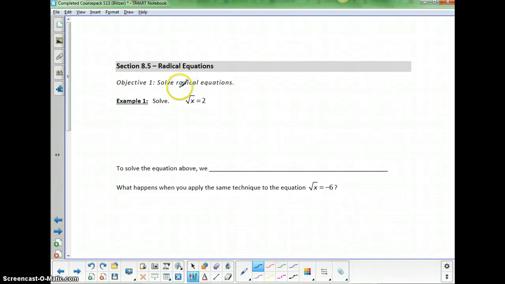Section 8.5 is on radical equations. In the first objective, we're going to look at solving radical equations. In the first example, solve the square root of x equals 2.